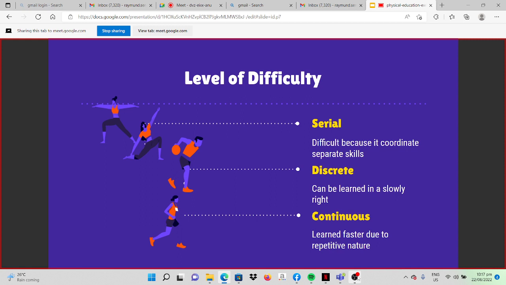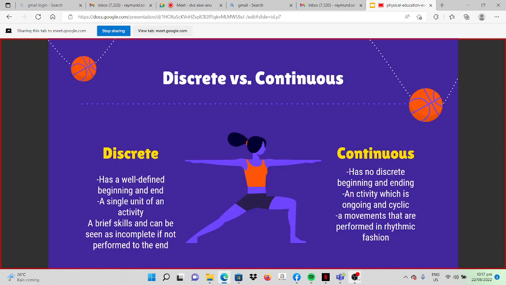That's correct, Paulo. But do not forget and confuse what we have learned for today. So we have here the comparison of discrete versus continuous. Discrete has a well-defined beginning and end, a single unit of an activity, a brief skill, and can be seen as incomplete if not performed to the end. And continuous has no discrete beginning and ending, an activity which is ongoing and cyclic, a movement performed in rhythmic fashion.